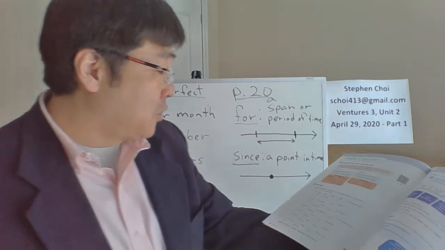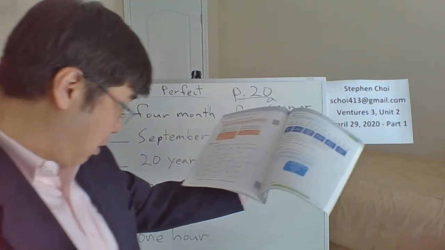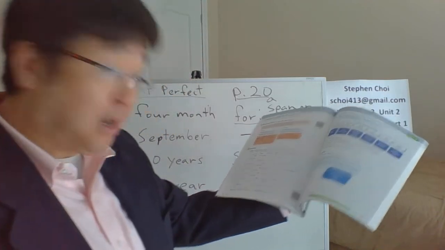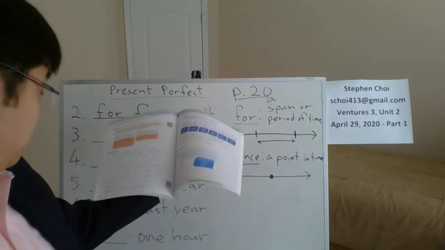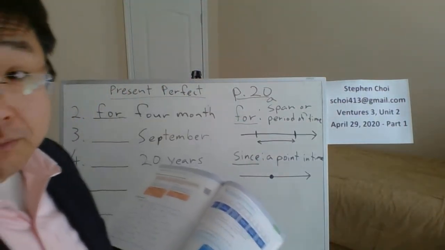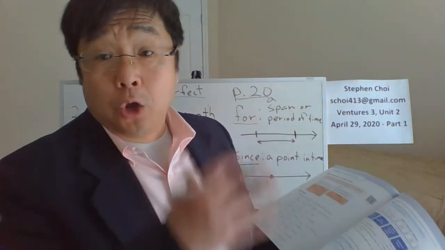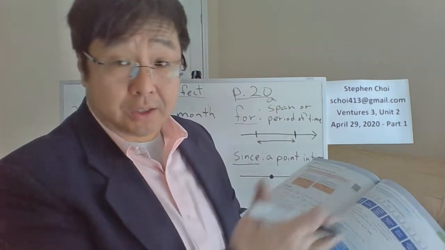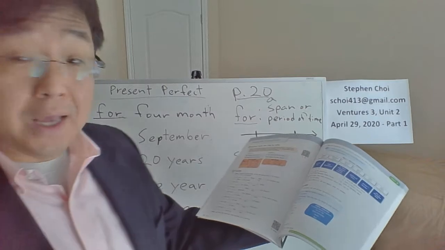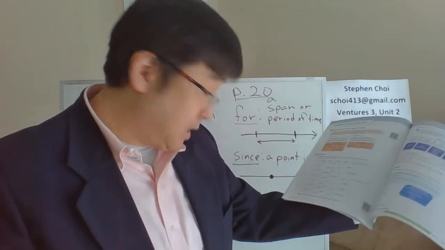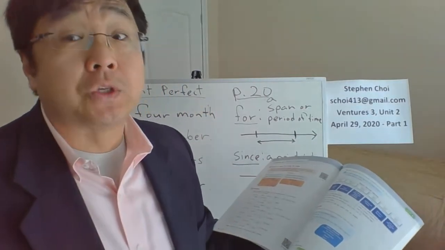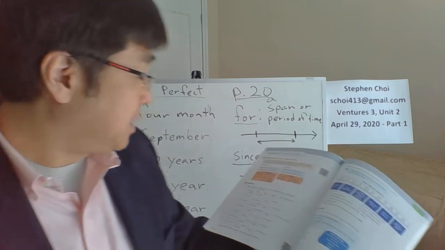Okay, let's go to number 3. Number 3 says, how long blank Kayla blank at the library? And the verb is work. And work is a regular verb, right? Work, worked, worked. So again, Kayla is a third person singular, so you have to use has, right? All right.